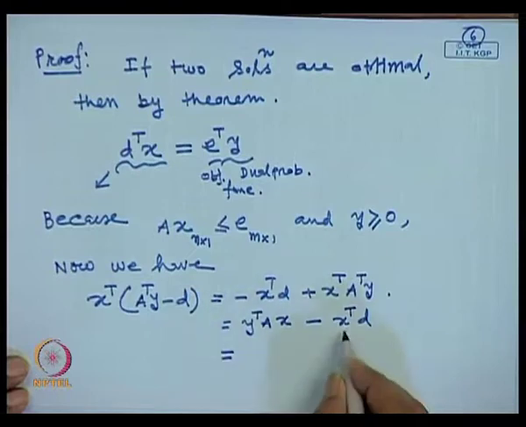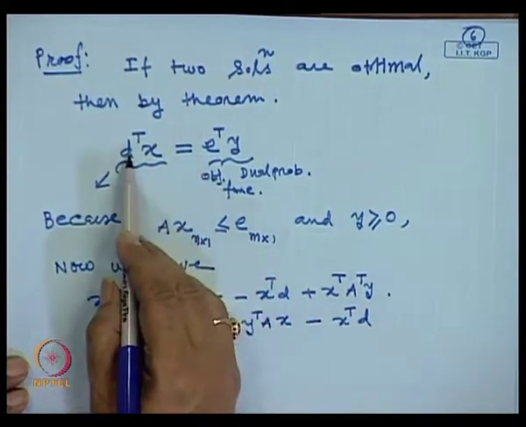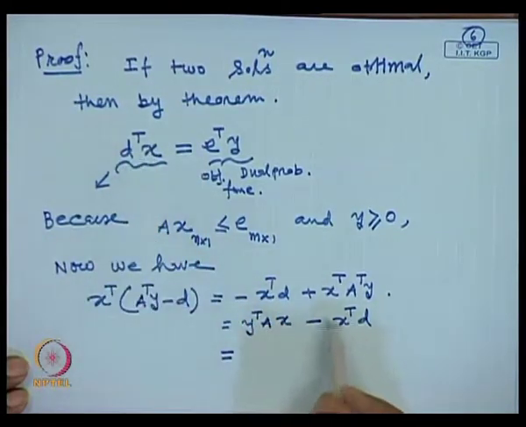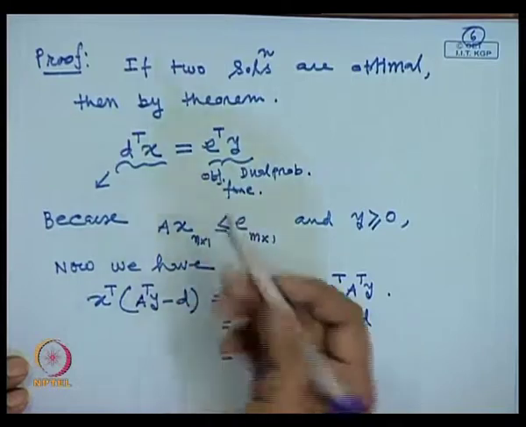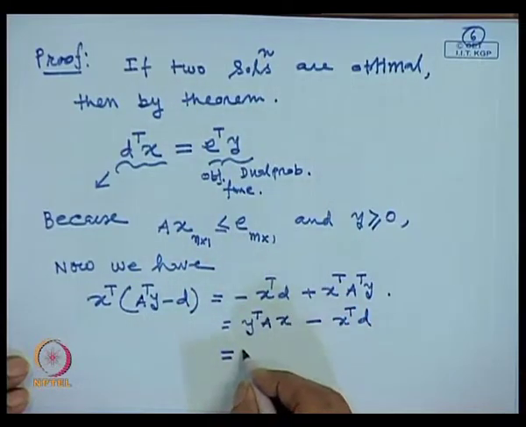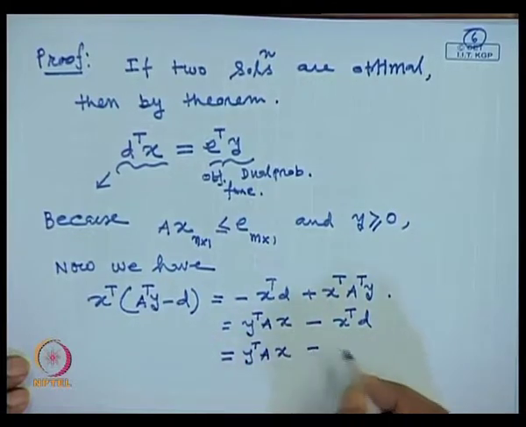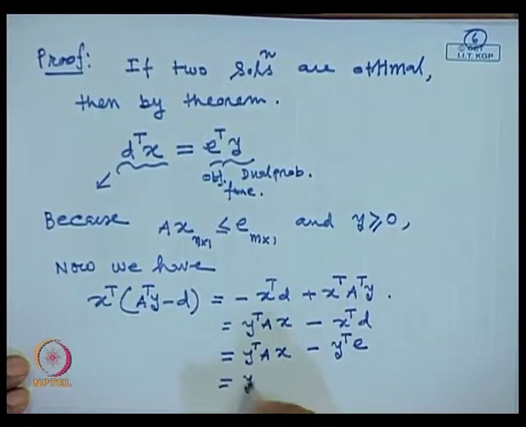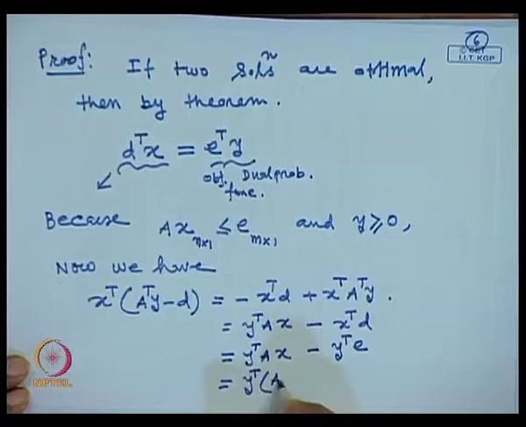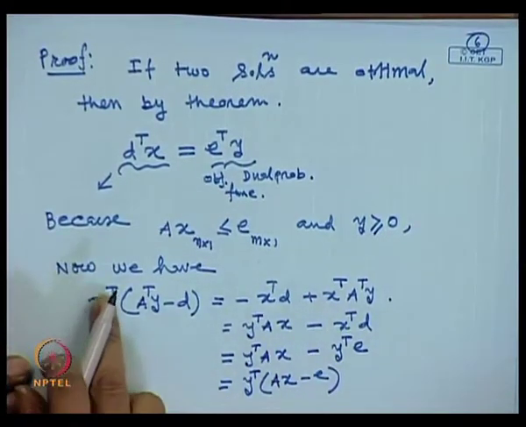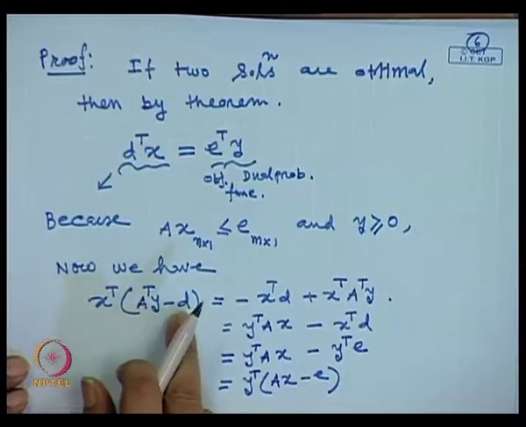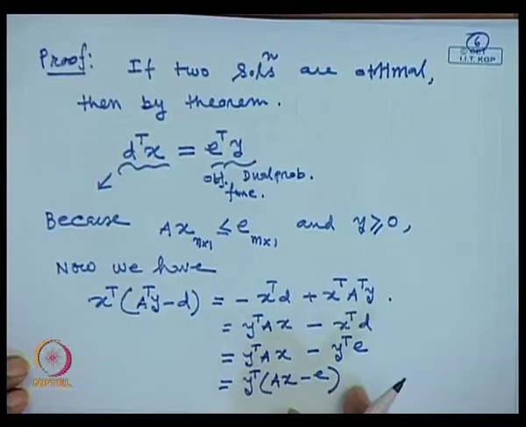If you take x transpose D, or D transpose x, it is nothing but y transpose E. So, we can write the first term as it is, and the second term I can easily write as y transpose E. If you take y transpose common, then this is x transpose of E. So, x transpose A transpose y is nothing but y transpose A x is y.